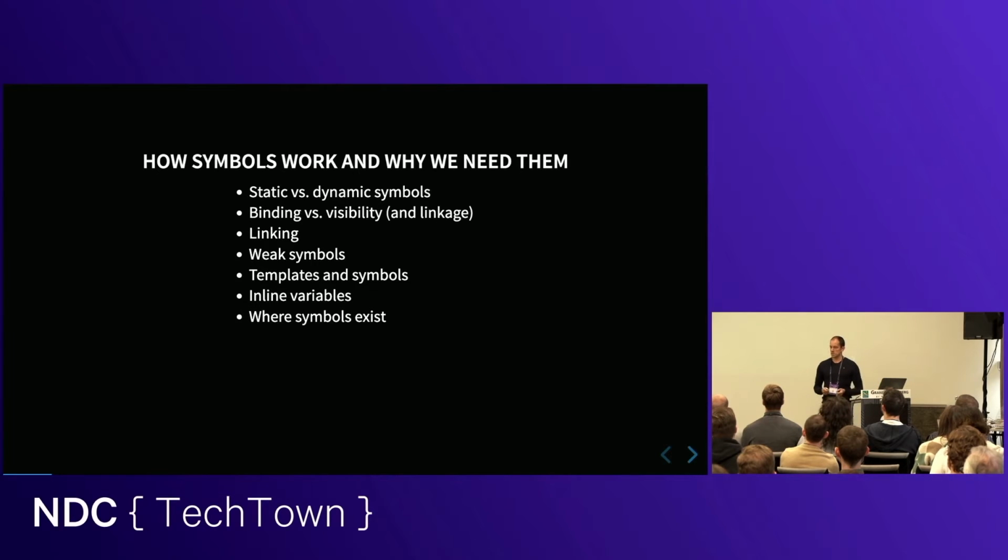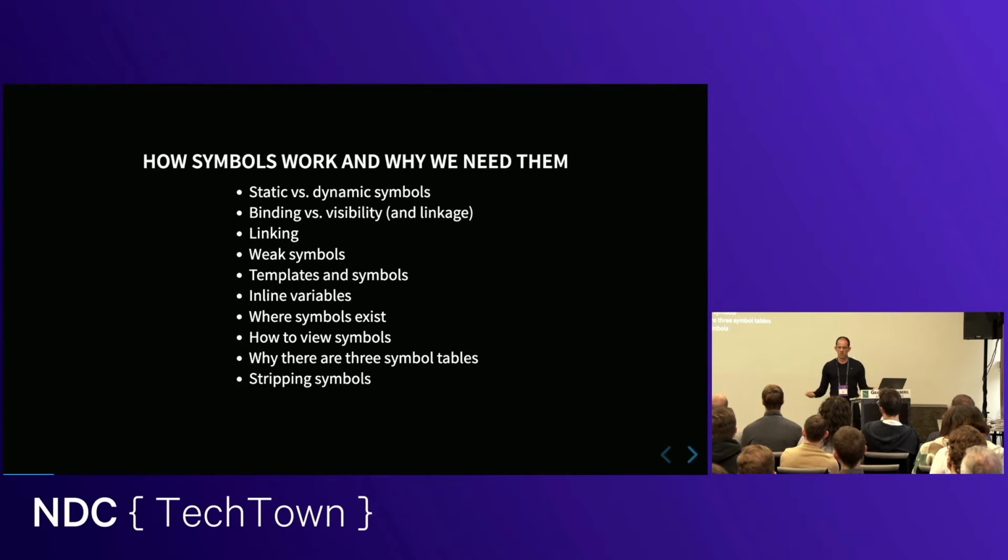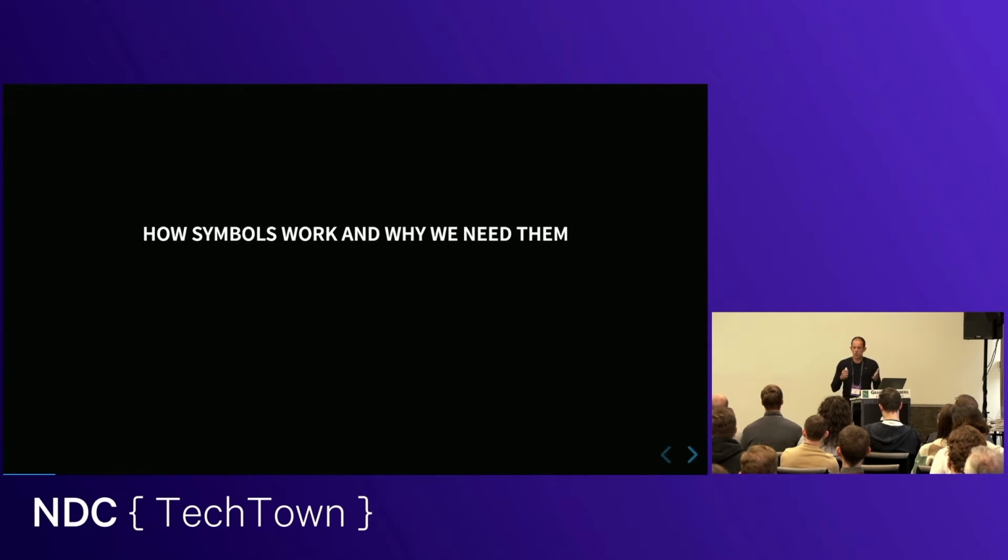Where do these symbols exist? And how do you view them? Why do I have 3 symbol tables? Can I strip some of these symbols? Like, what happens if I do that? And who gets a symbol? Like, which things do you really need symbols for?